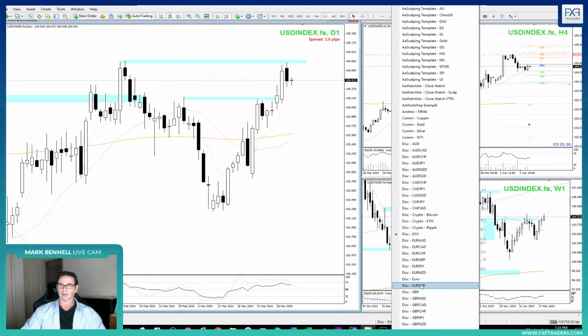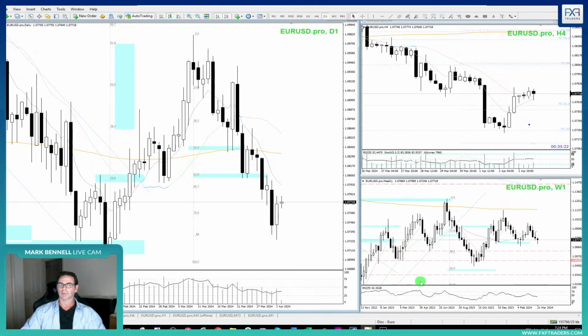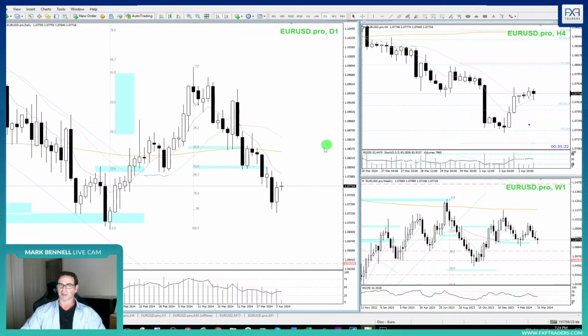Euro dollar continuing down. We were looking for this to continue short through there. I'd leave this alone now. This looks like it's just going to give back a little bit.